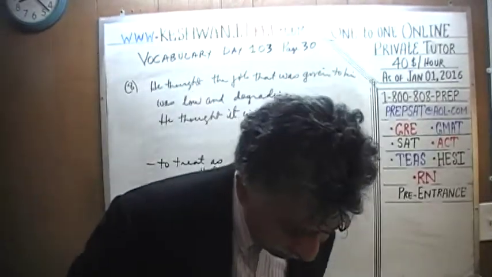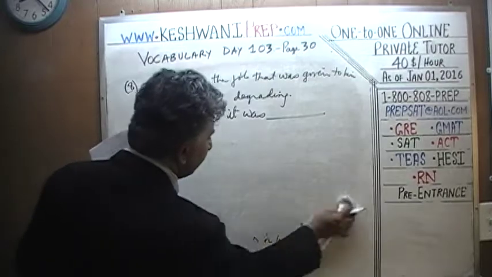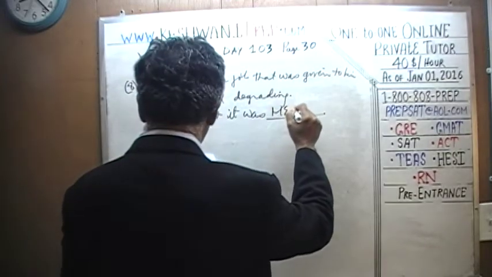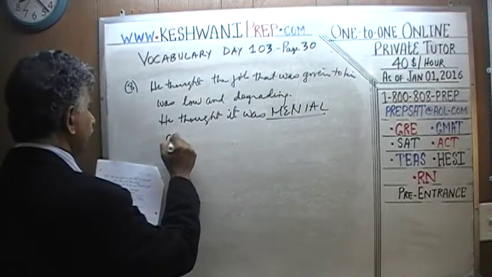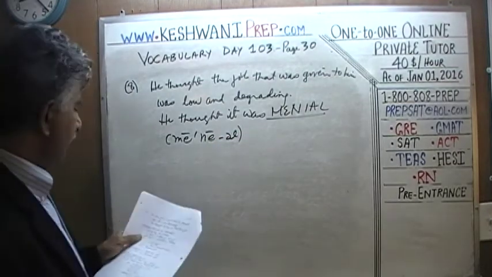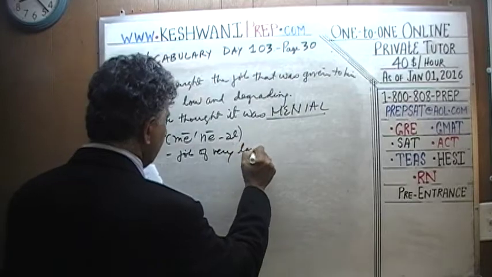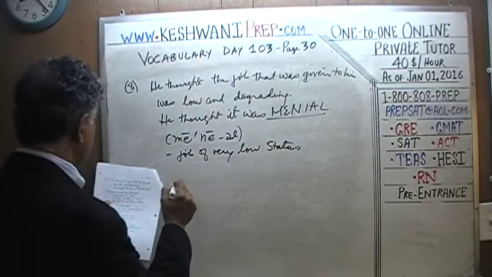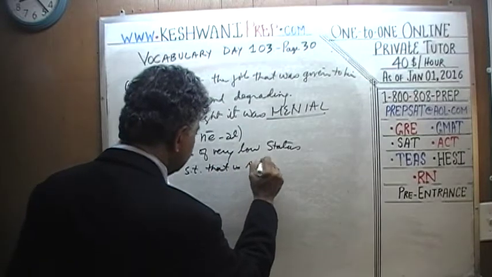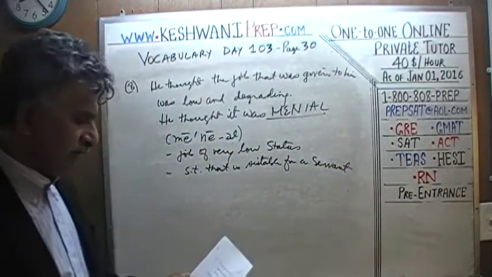And the correct answer here, question number 8, other than the correct answer, all the other three answer choices are quite straightforward. Well, not quite, but let's first learn the word in the correct answer. The job he thought was menial, which means a job of very low status. Literally, menial means something that is suitable for a servant. A menial job is something that you will give to your servant.